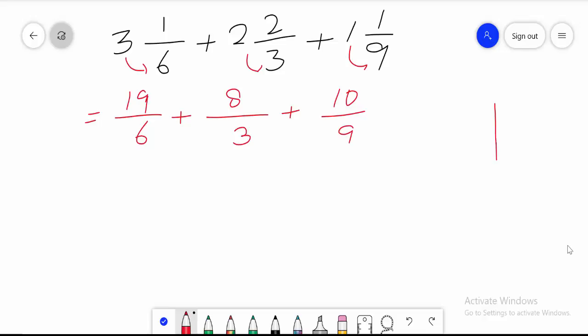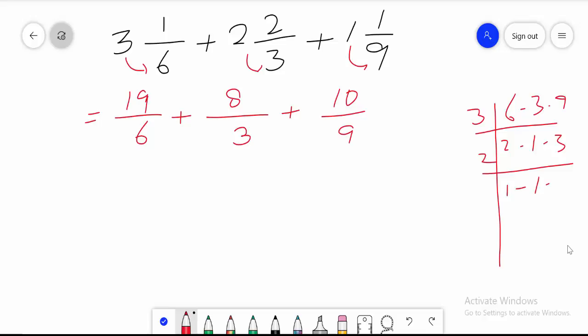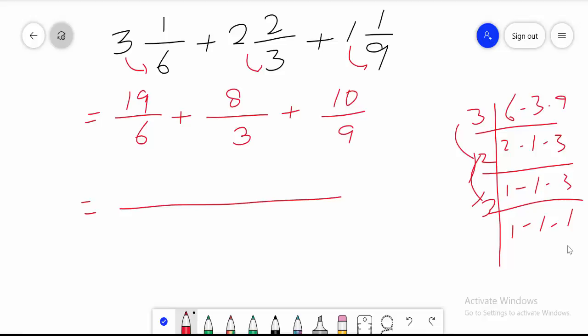So now we need to take an LCM. LCM of 6, 3 and 9. 3 2s are 6, 3 1s are 3, 3 3s are 9, 2 1s are 2, 1 3 and 1. Multiply the factors: 3 2s are 6, 6 3s are 18. 18 is the LCM.